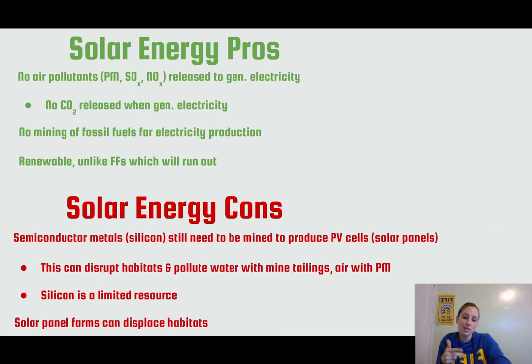Now, some of the cons of solar energy. First of all, the semiconductor metals, such as silicon, do still need to be mined in order to produce those solar panels. So we're still going to have some of the mining downsides, such as habitat disruption, water pollution, problems from the mine tailings that can get into local waterways. We have particulate matter in the air from all of the tractors and mining products. And also silicon is a limited resource, so eventually it can run out. And as I talked about a couple times in these notes, solar panel farms can displace habitats and cause habitat fragmentation. So that is going to be another downside to them.